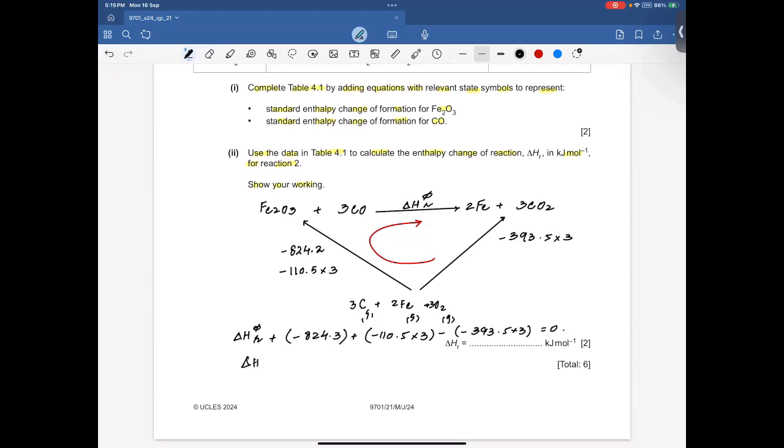So the value of delta H naught R, let me calculate. 110.5 multiplied by 3 is going to be minus 824.3 minus 331.5 plus 393.5 times 3. It's 1180.5 equals 0. So it's 824.3 plus 331.5.